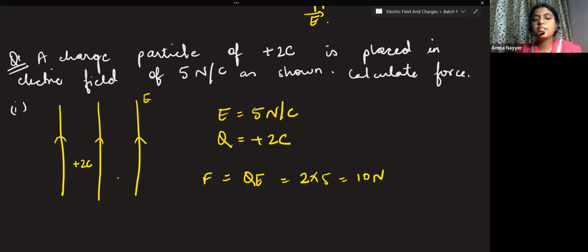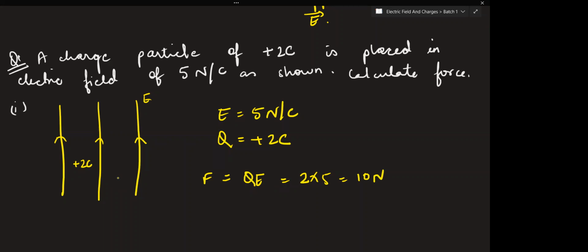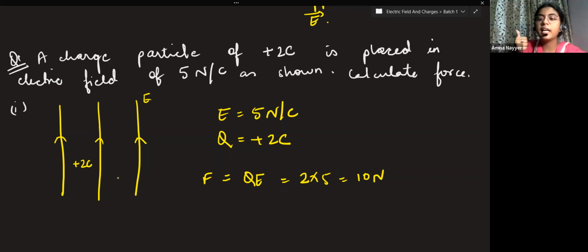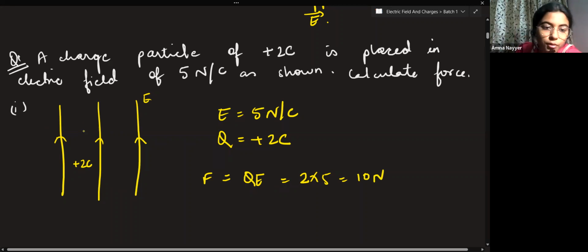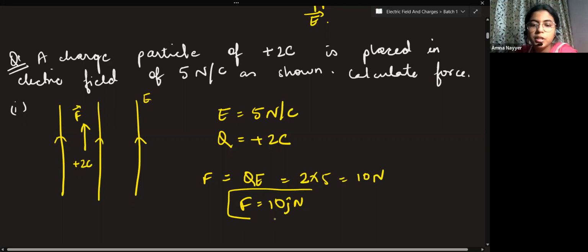So if the electric field is directed upwards, which unit vector? I cap, J cap, K cap, minus I cap, minus J cap, which one? J cap. It will be J cap. J cap means the upwards direction, y-axis. Positive y-axis is J cap. So force will also be directed in this direction. So your complete answer will be 10 J cap Newton.